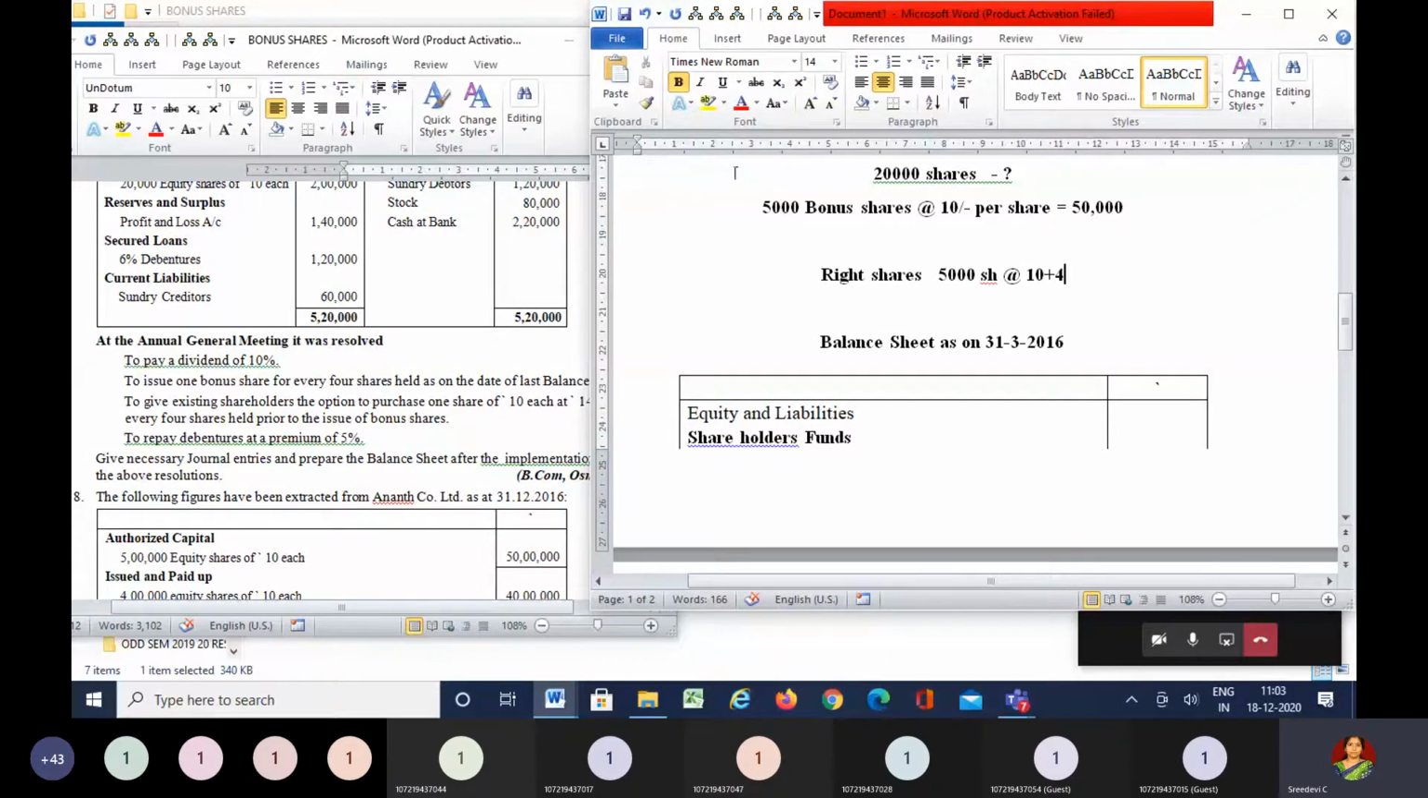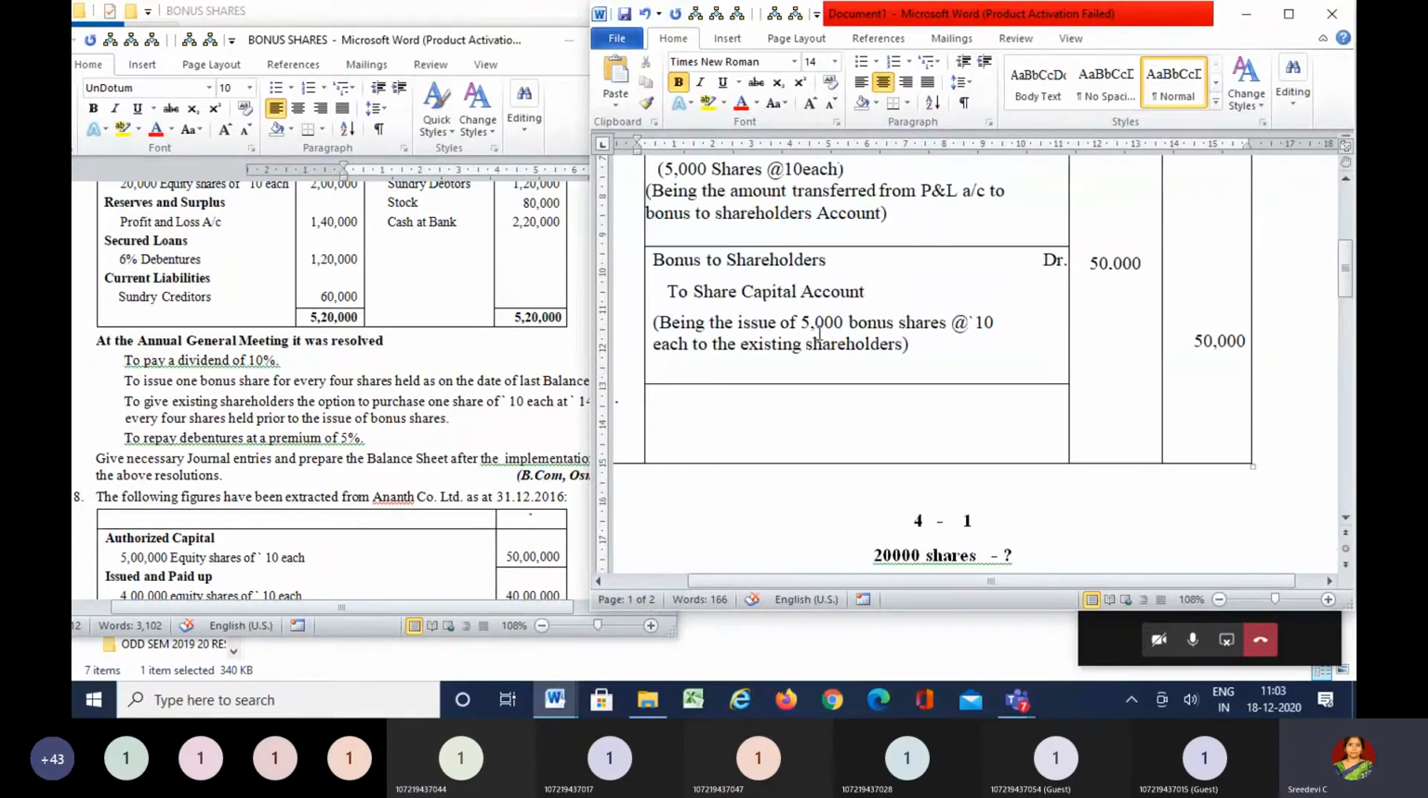So towards these right shares, whenever the existing shareholders are buying, they are supposed to pay the cash to the company. So therefore, cash is bank account debit. Bank account debit. So it will be taken to the capital account directly. So to share capital, that means the issue is made directly for cash. Share capital and followed by share premium.